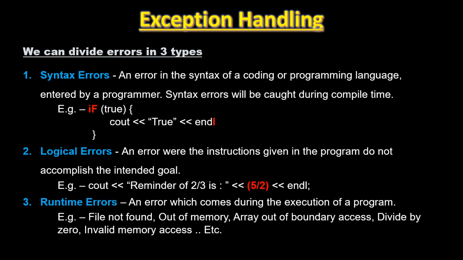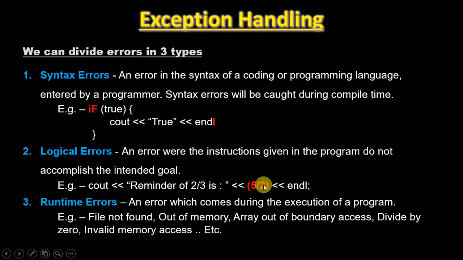The next type of errors are logical errors. This is an error where the instructions given in the program do not accomplish the intended goal. For example, I'm trying to perform some task, but the logic I have provided is different. See, the output message says remainder of 2 by 3, but what I'm doing is 5 by 2.